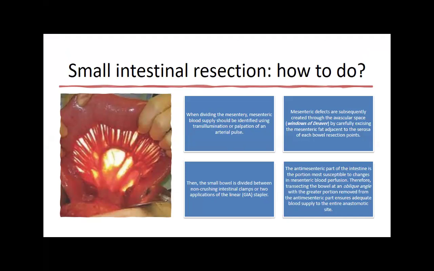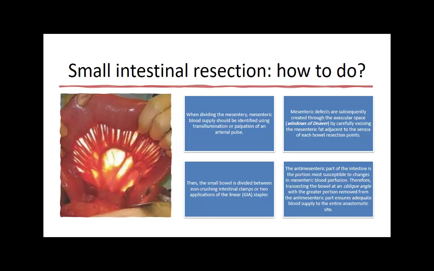You need to look at the mesentery of the small bowel. Either do that with transillumination or palpate the vessels, and then you open windows in between the vessels in the mesentery. And this is called windows of Deaver. So these are avascular points between the vessels, and then after controlling all these vessels, you can cut either with two Endo GIA linear staplers on both sides, or use crushing and non-crushing clamps and dissect on both sides.